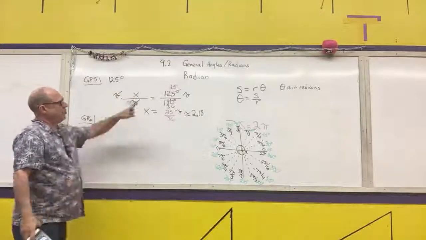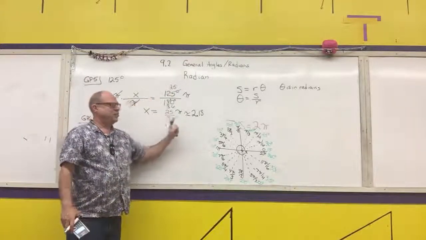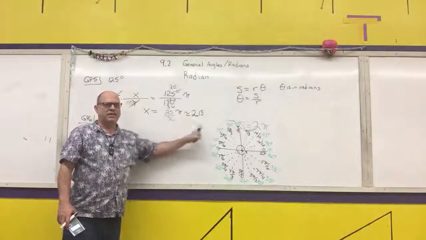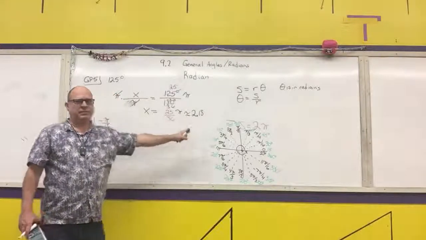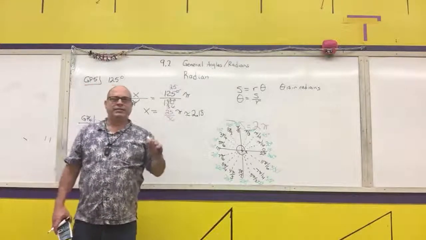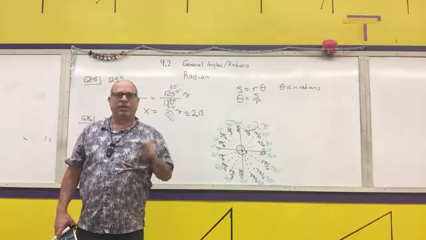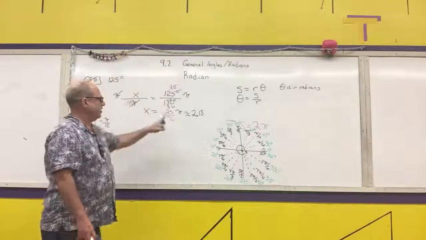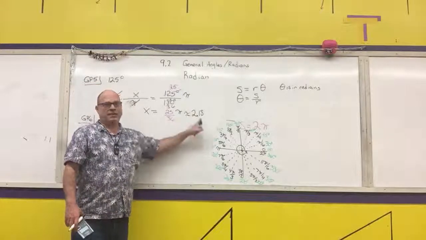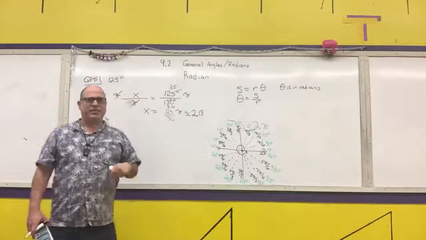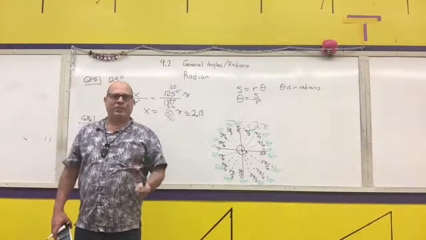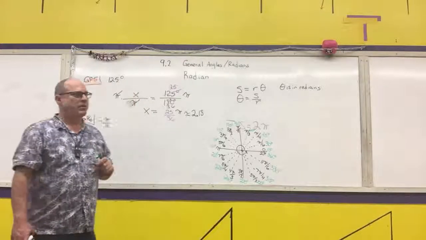And notice I started out with units of degrees. I ended up with units of radians, but I did not put RAD or radians after this. Radians is the most widely used measurement of angles in mathematics. So we do not even put the radians on here. If I give you an angle measurement that does not have a unit, it's implied to be a radian unit measurement.